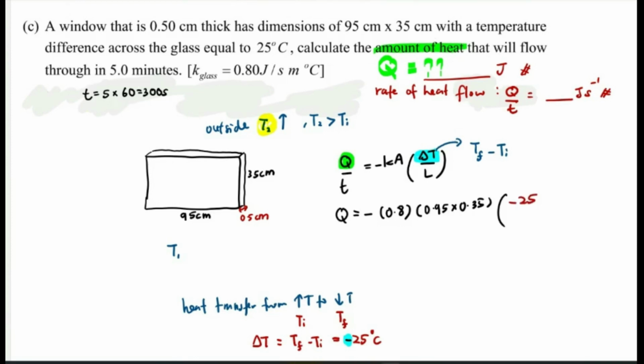Okay, so L is the thickness. Okay, so we put 0.5 exponent -2. Okay, so you can see here, negative, then you can cancel out.